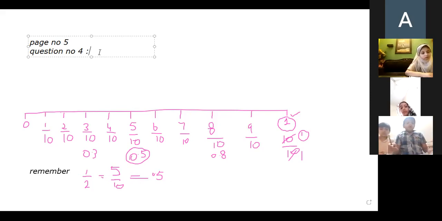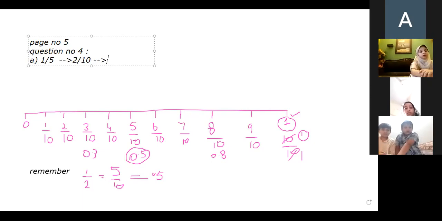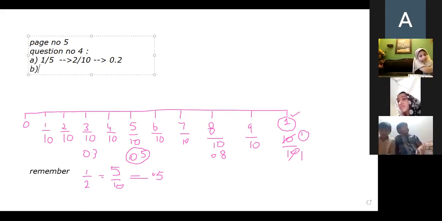In the first question, you can see I have a part that is 1 by 5. If I want to change it into tenths, then it becomes 2 by 10. And if I want to convert it into decimal, then 2 by 10 means 0.2. Okay, class, got it? The next one is B part, 2 by 5.